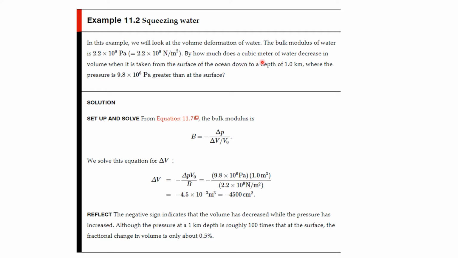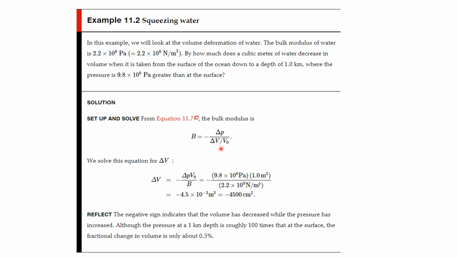By how much does a cubic meter of water decrease in volume when it's taken from the surface of the ocean down to the depth of 1.0 kilometer, where the pressure is 9.8 times 10 to the 6 pascals? And that's greater than it is at the surface because the depth of water adds pressure. This is very similar to the problem that I asked you.